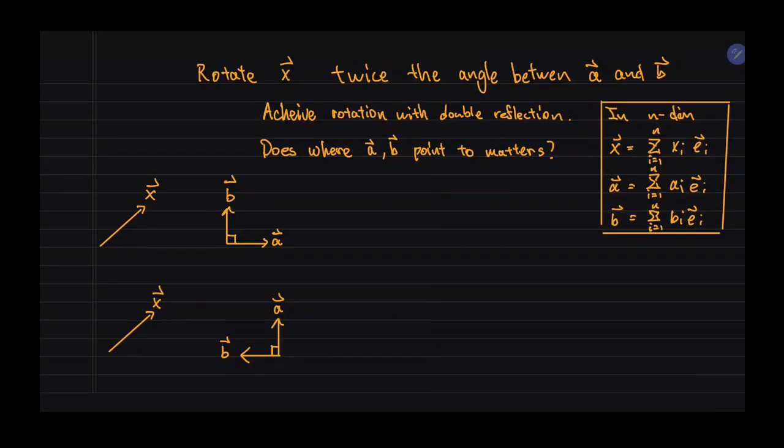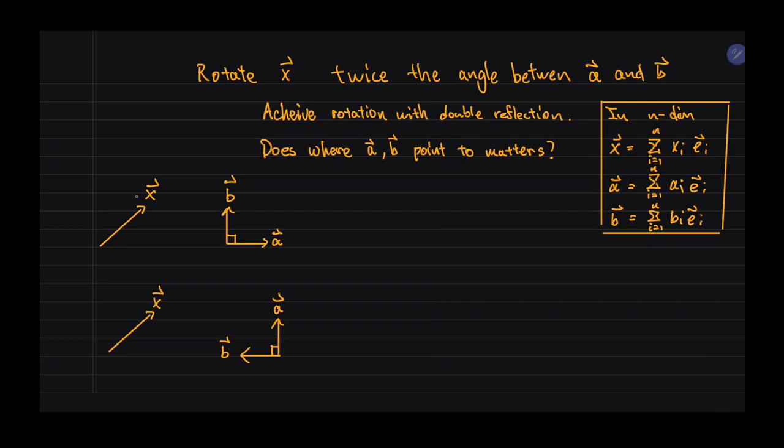Hello everyone. In this video, we will show you how we can rotate vector x by twice the angle between a vector a and b. And we will achieve the rotation with the reflection we talked about in the previous video, and we will use the reflection twice, which we will call double reflection.